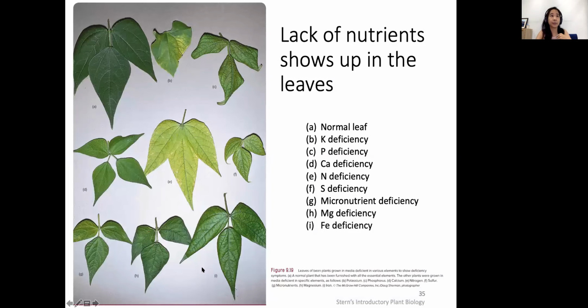So in this picture, I just want you to focus only on the nitrogen deficiency compared to the normal leaf. The deficiencies of the other elements are important, but I would not like you to go into the detail. So that is all for this lecture, and I hope you guys understand.